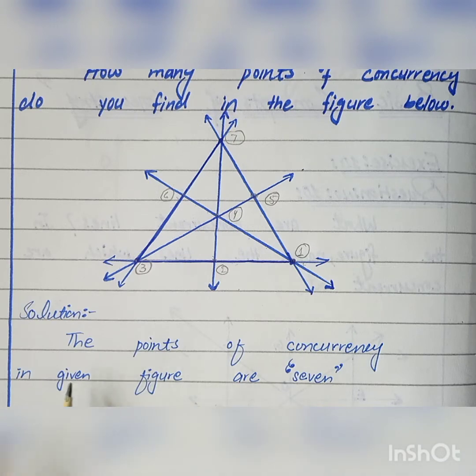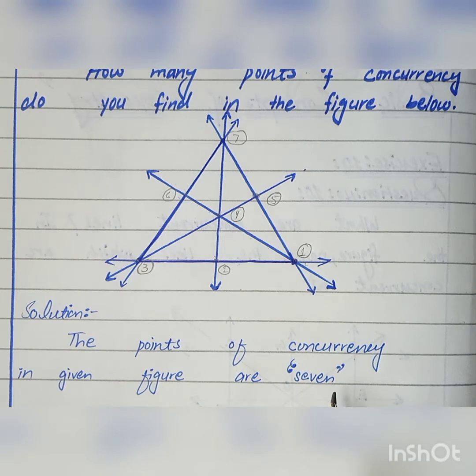The points of concurrency in the given figure are 7. These are the points of concurrency where all the lines meet each other.